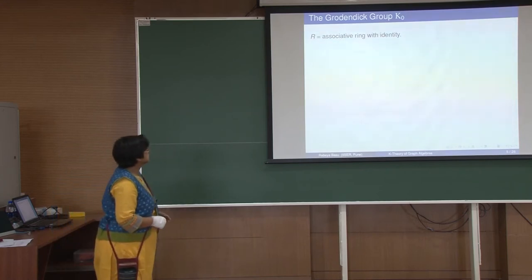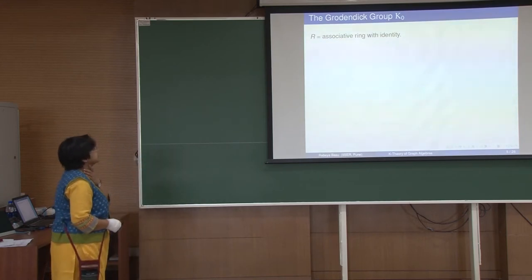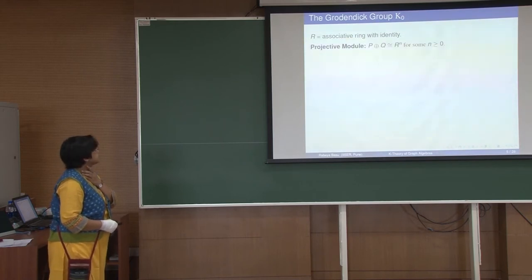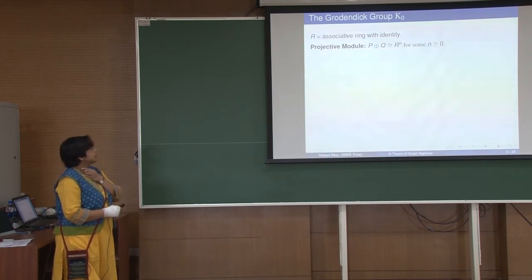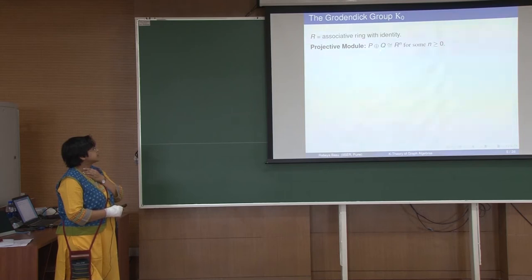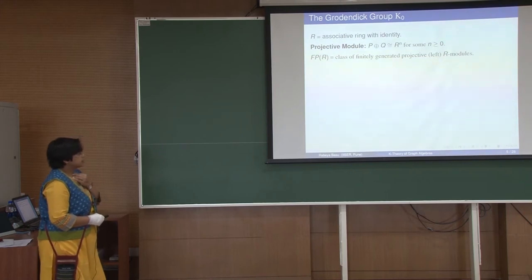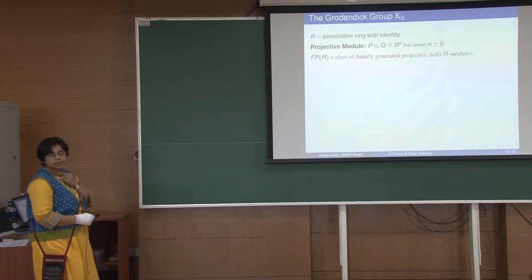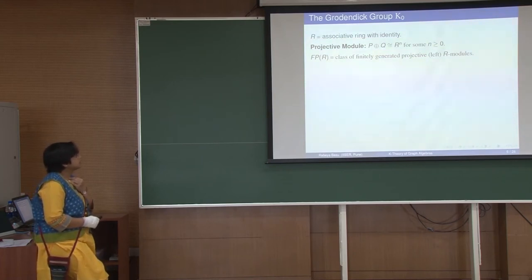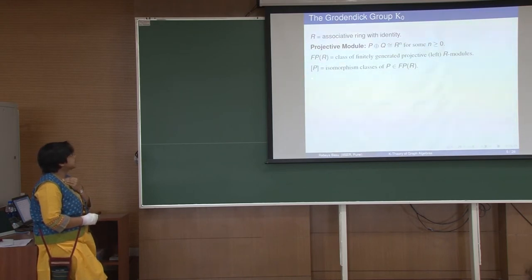Let us talk about the Grothendieck group K-naught. Start with an associative ring R with identity. As you all know, P is a projective module if we can find another R-module Q whose direct sum with P is a free module. We consider the class of finitely generated projective R-modules. Since our ring is associative, we are sticking to left R-modules; we can also develop the theory for right R-modules. We denote this class by FP(R), and by class P we mean the isomorphism class of P.